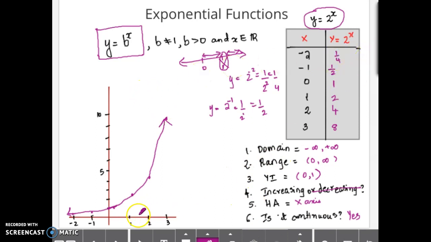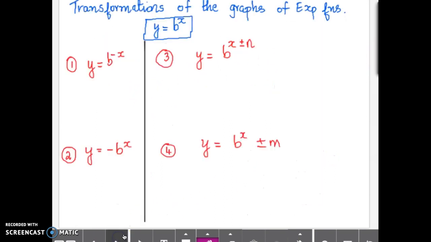Now let's talk some more about this. What are the transformations of the graphs of exponential functions? The first one is, if you change this x to negative x, what could happen? So 1 and 2 have to do with reflections. If x changes to negative x, it's reflecting over the y-axis. And if you have a negative before, the graph is going to reflect over the x-axis. So these are both reflections.